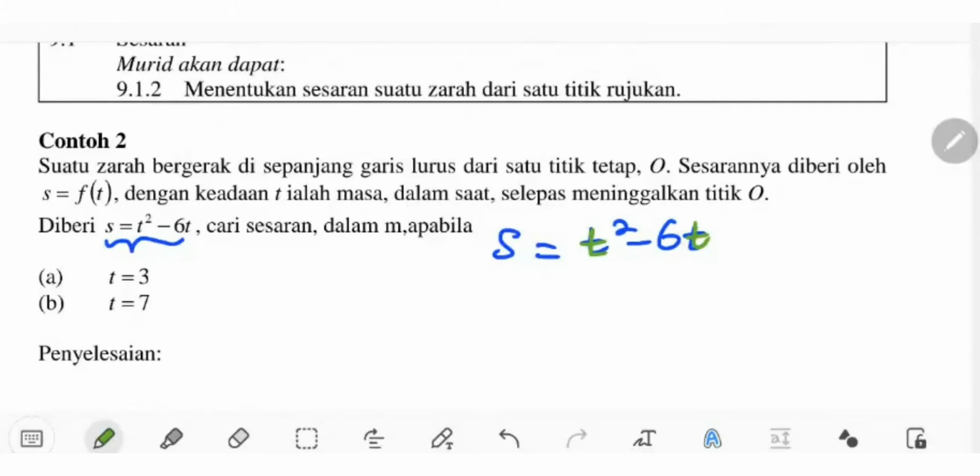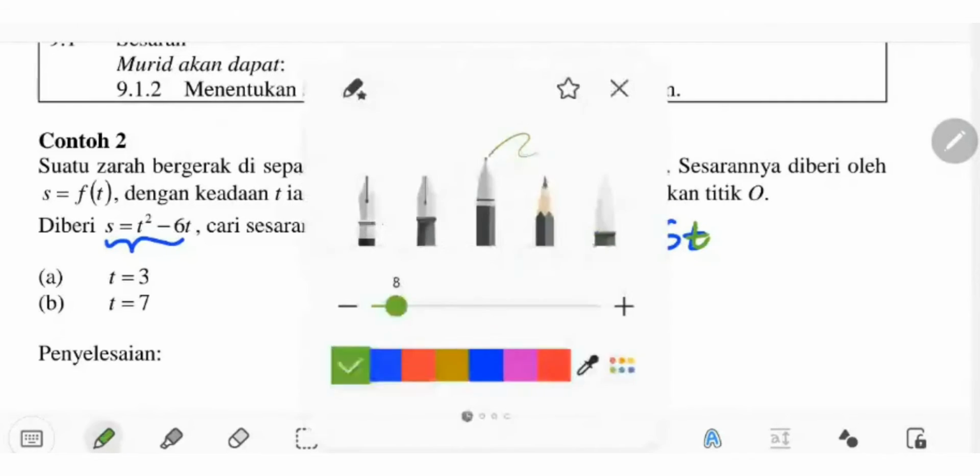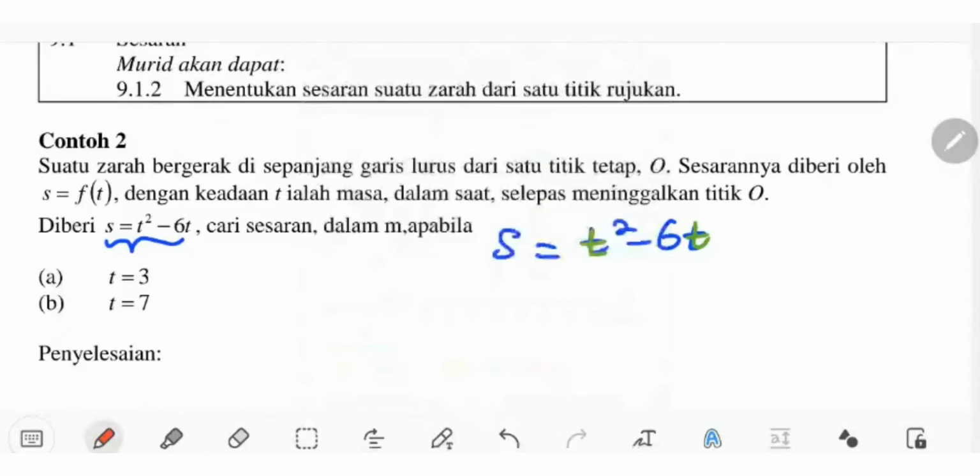Okay, mesti ada. That's why dalam chapter ni, all the keyword is used to find the t. Then, baru tengok. Kalau dia suruh cari velocity, ganti masuk t dalam function v. Kalau dia suruh cari acceleration, ganti masuk t dalam function a. So, keyword tu guna dia untuk apa? Untuk mencari t sebenarnya. Okay? Alright. Dalam soalan ni, memang suruh cari displacement.